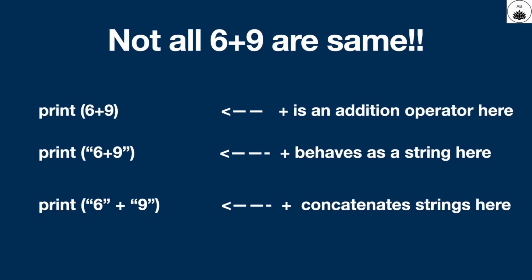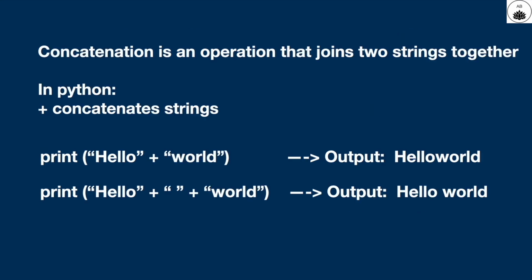So what did we learn in the tutorial? Not all 6 plus 9 are the same. When you have two numbers and a plus sign in between, it just acts as an addition operator. However, when the plus sign is entirely within quotes, then it becomes a string itself and part of the string. And when you have a plus sign between two separate strings, it acts as a concatenator. It just joins the two strings together.